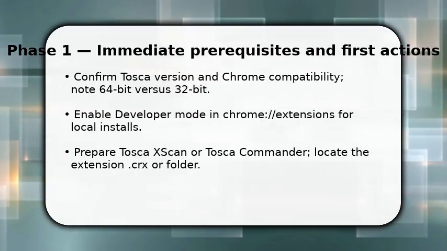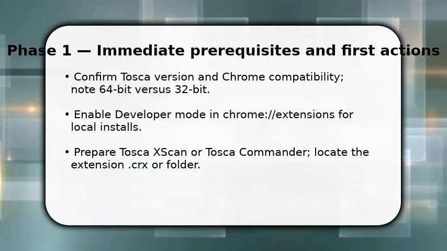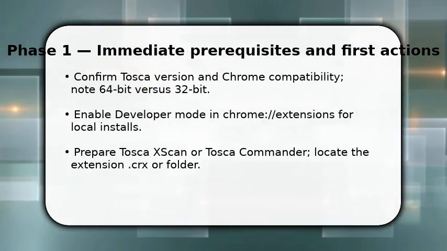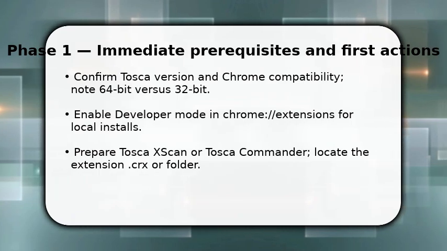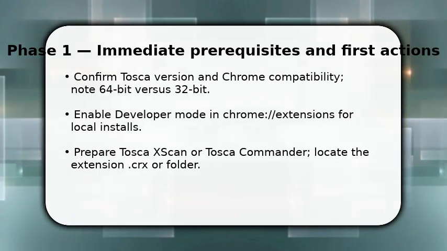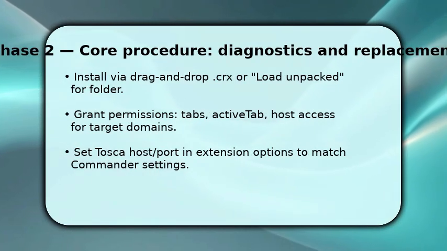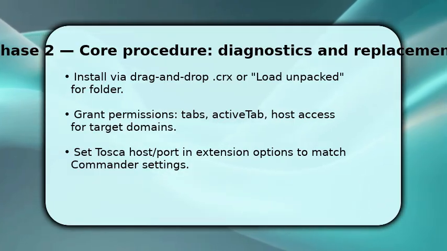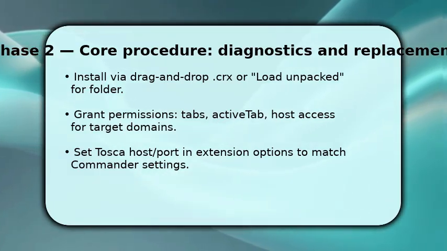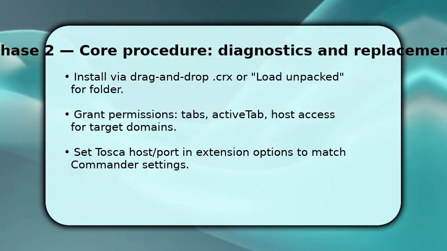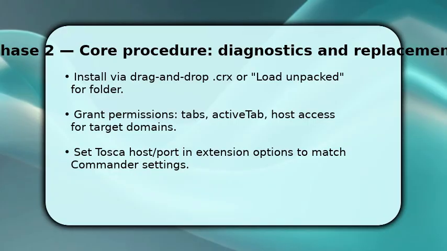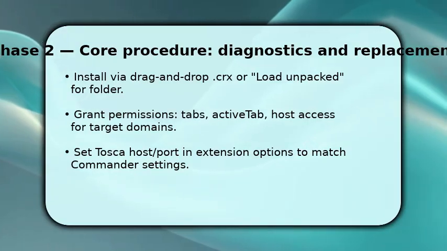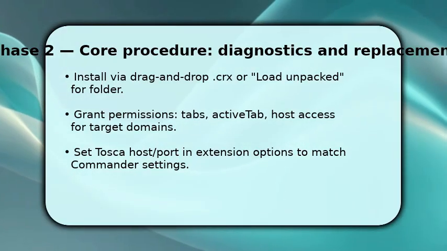You'll avoid version mismatches by matching bitness and major releases, which prevents silent failures later when the extension tries to inject content scripts. Now install the extension, drag the CRX into Chrome or choose Load Unpacked for the folder and watch the extension appear. After installation, open Options and set the Tosca host and port exactly as Tosca Commander uses. Mismatched ports mean no communication.